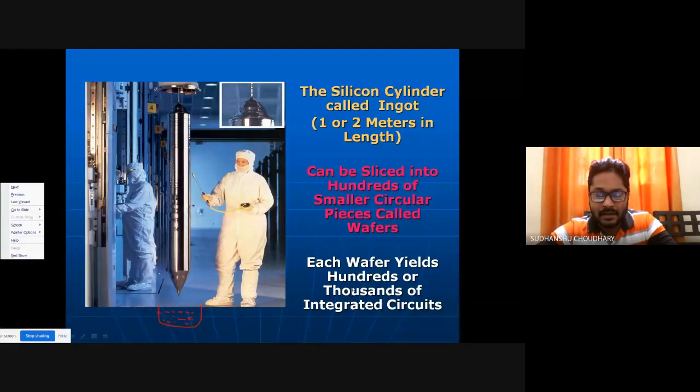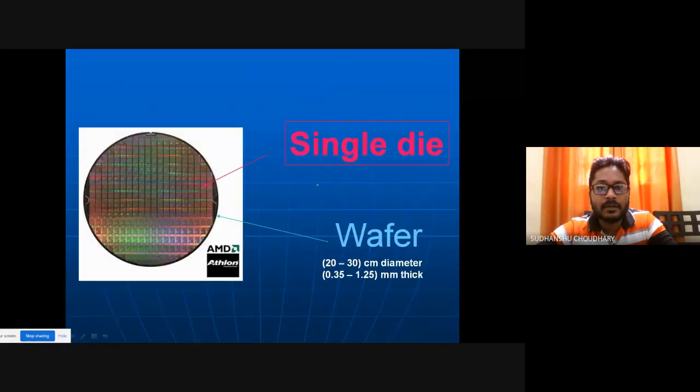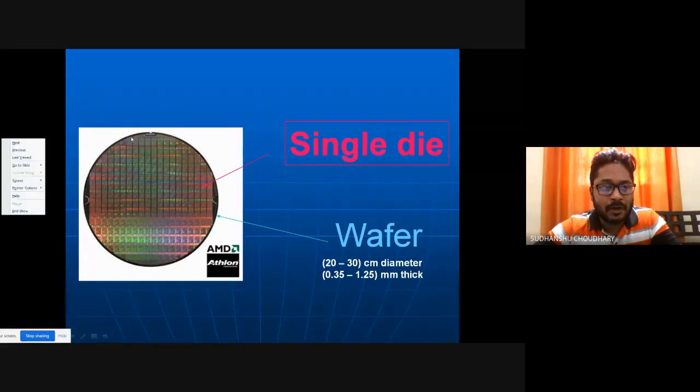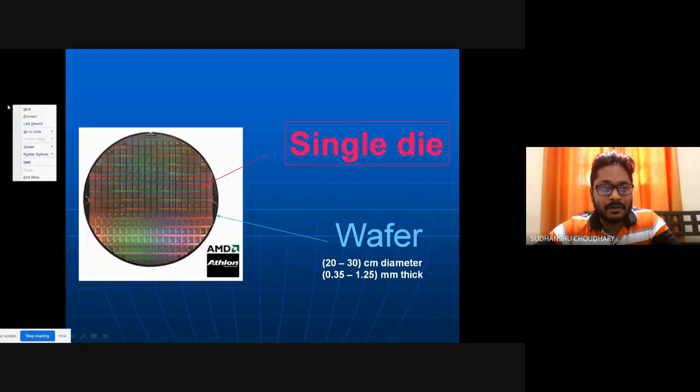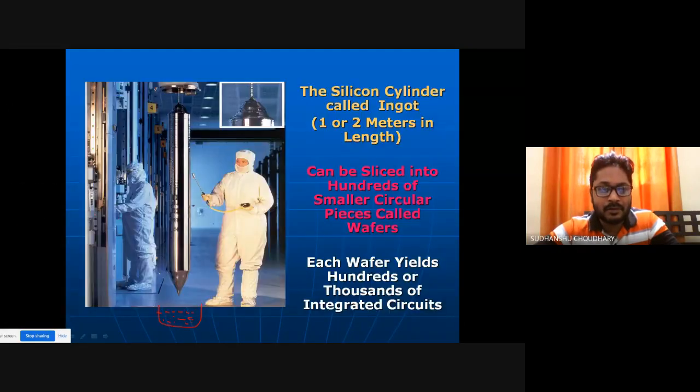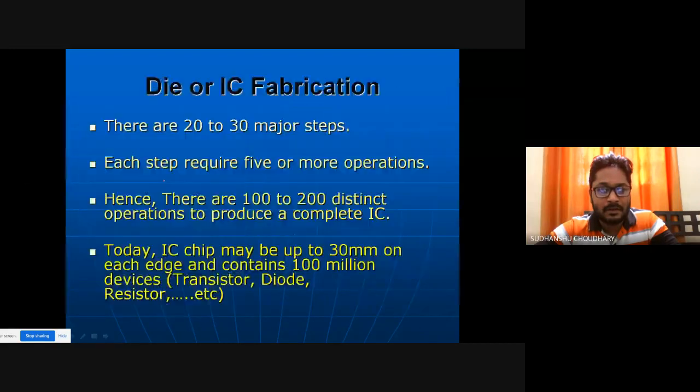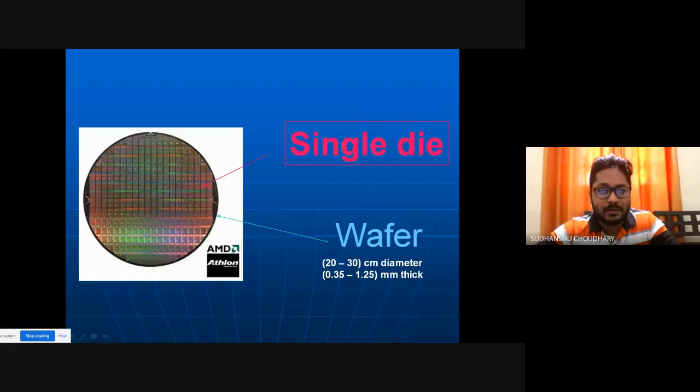Now again, this number of integrated circuits depends upon the size of your die, and the size of your die obviously depends upon the complexity of the integrated circuit that you want to fabricate. This kind of circular disc is produced from the silicon ingot. The ingot is sliced up into this kind of circular disc, okay? So this is called a wafer.